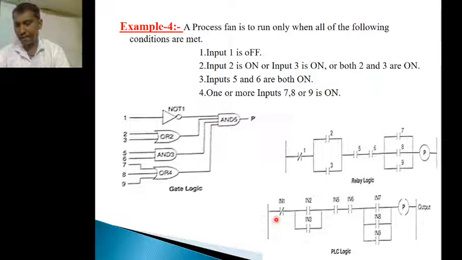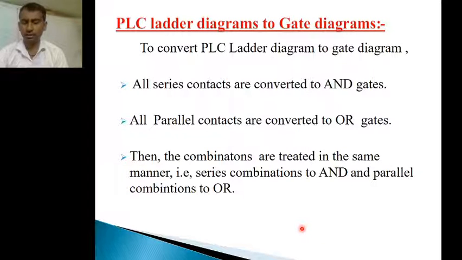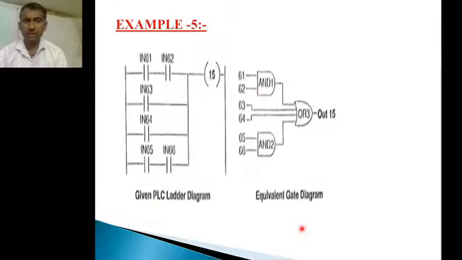So off means NOT gate, which means a closed gate, and OR gate means parallel combination, AND gate means series combination. All are on means all are parallel combinations. So this is the description, the corresponding ladder diagram, and the corresponding gate diagram. Examples 1 to 4. And from 5 to 7, we can convert the ladder diagram into a gate diagram.